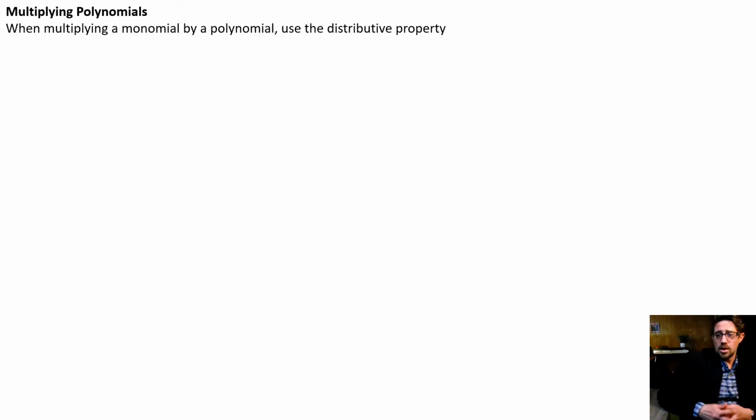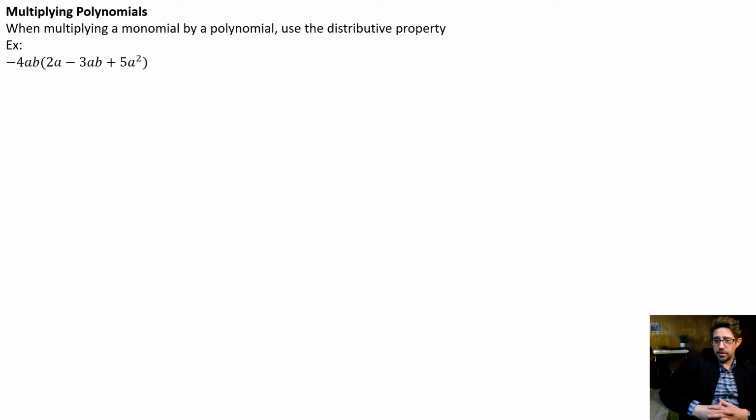Hello. Multiplying two more polynomials together is a little more involved. And if you've ever heard the term FOIL in a mathematical context, that's what we're getting into here. So when it's a monomial times a polynomial, you can just distribute the monomial to every term of the polynomial.